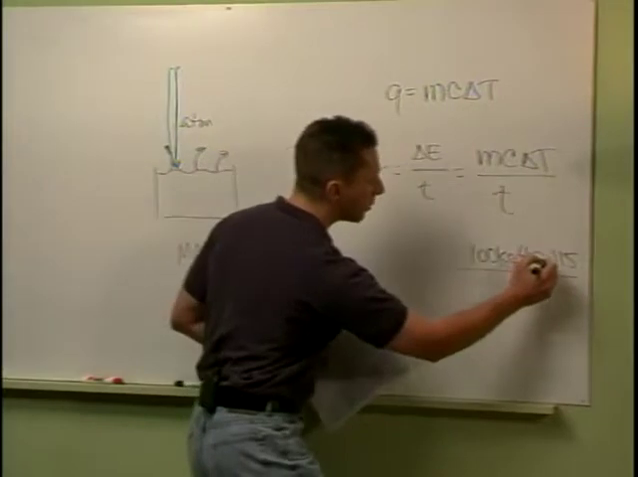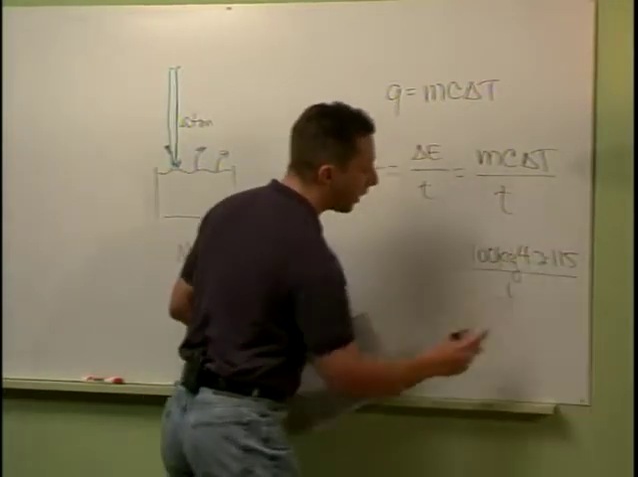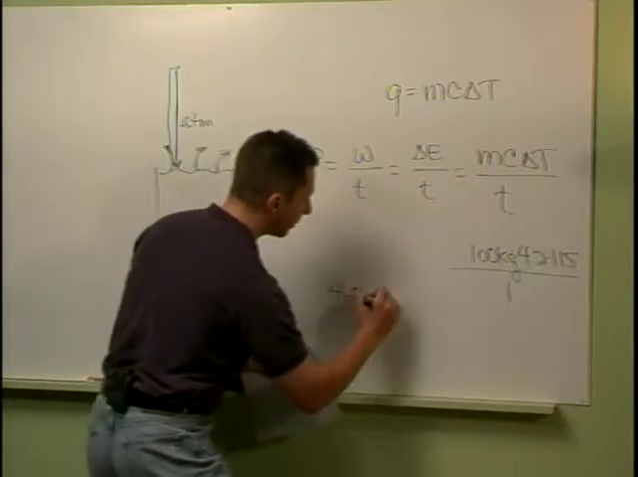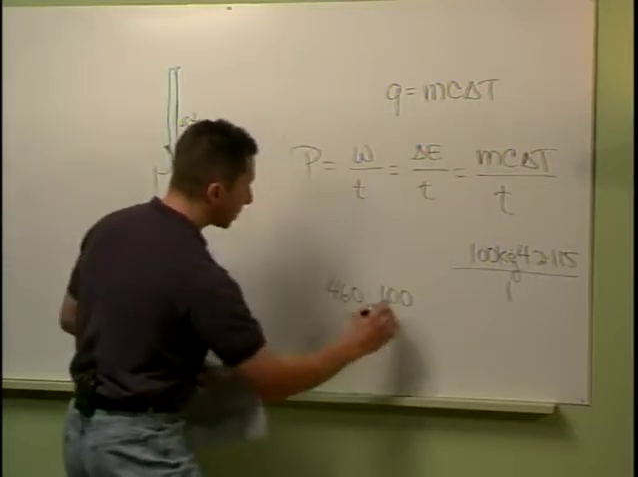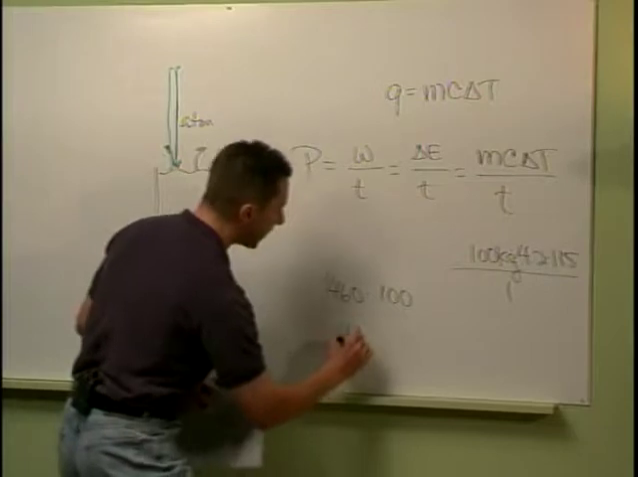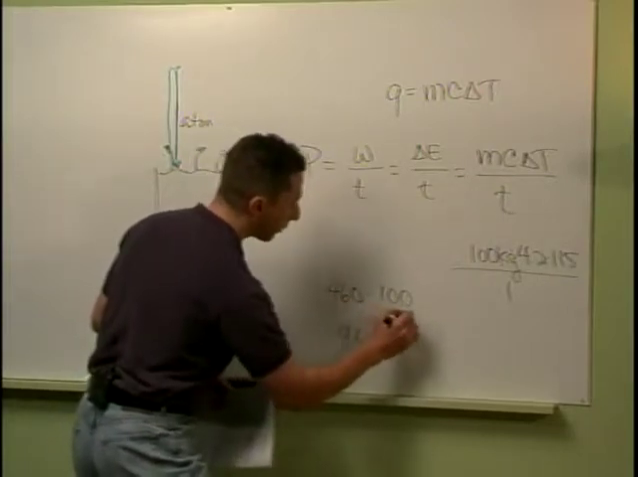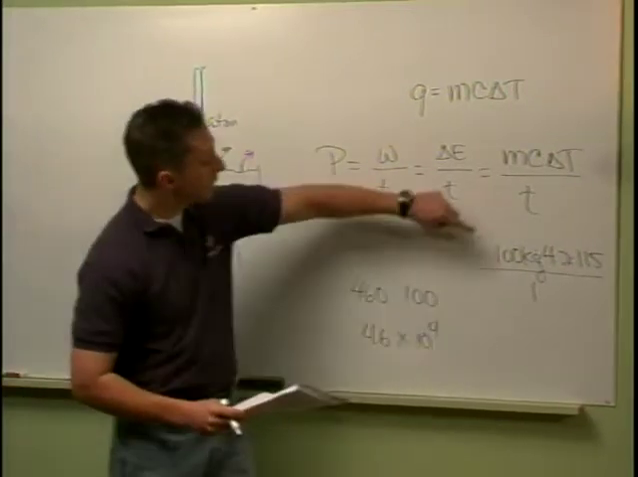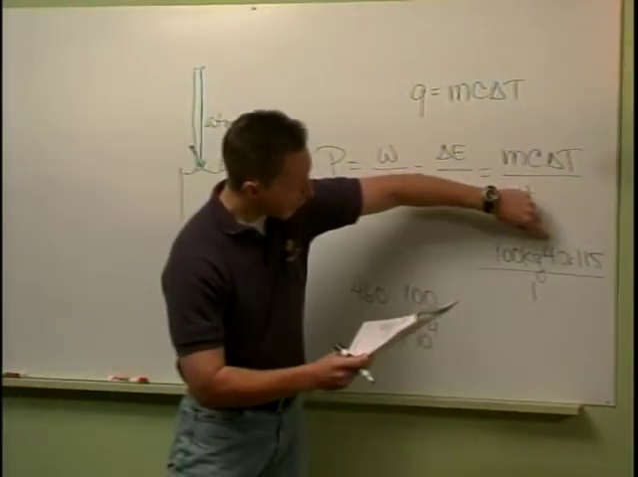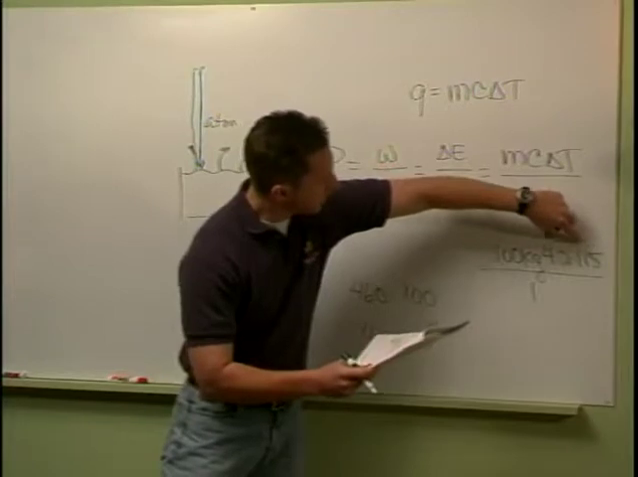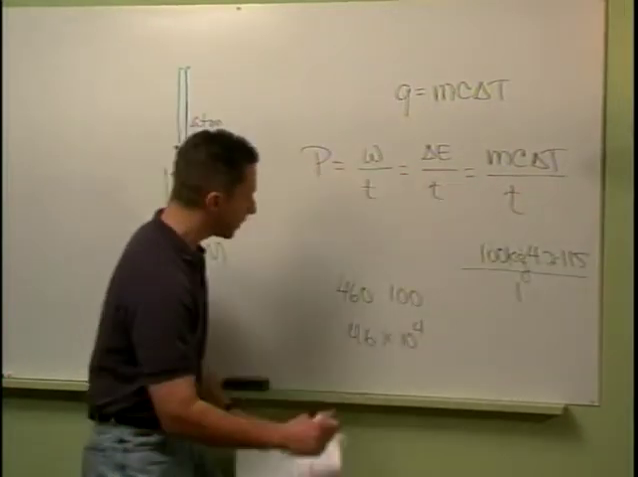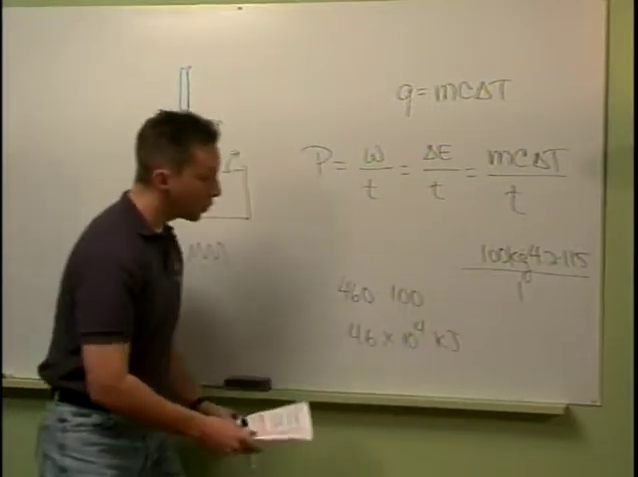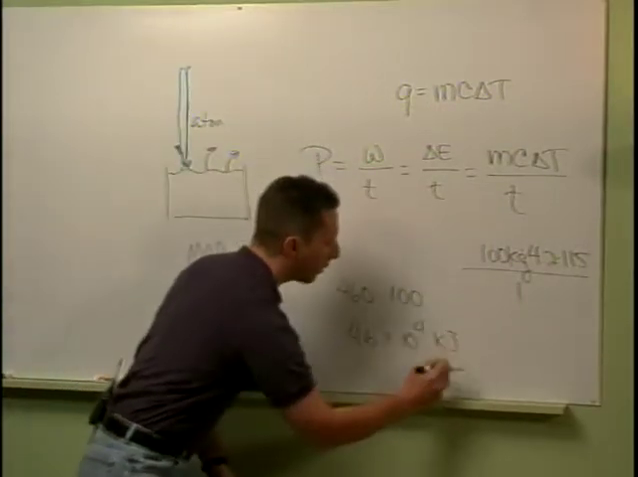Now all we've got to do is a little bit of math. We've got 4 times 115 is 460, times 100 is 4.6 times 10 to the 4th. Now the thing is, this is in 4.2 kilojoules. The temperature change is just in temperature. So this is 4.6 times 10 to the 4th kilojoules, and because it's per second, that would be kilowatts.